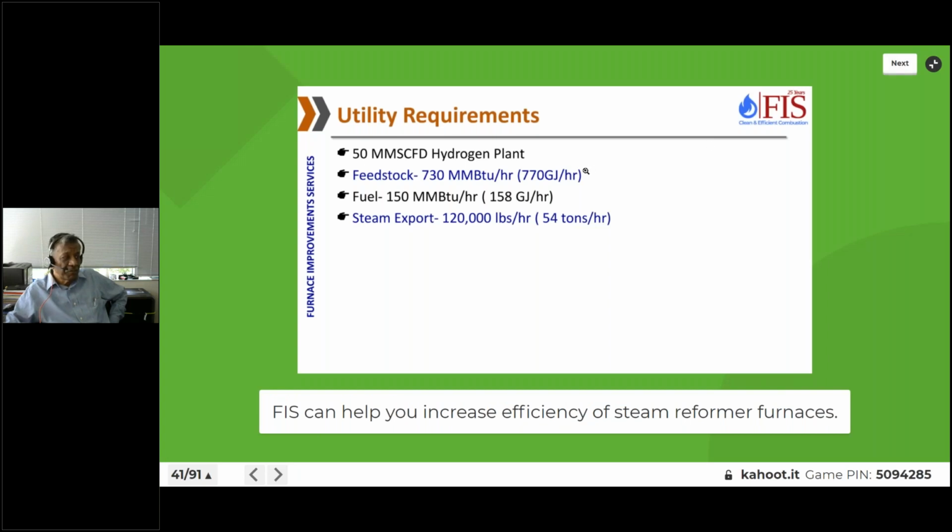So I just want to give you utility requirements. If you see for a 50 million standard cubic foot per day hydrogen plant, the feedstock needed is 730 million BTU per hour in terms of energy. Almost 20% is the fuel which is needed. And then it exports steam. So a lot of steam gets generated.